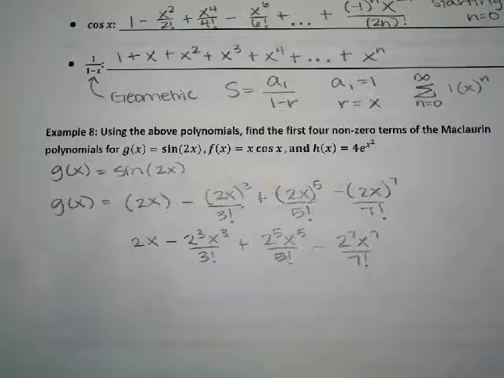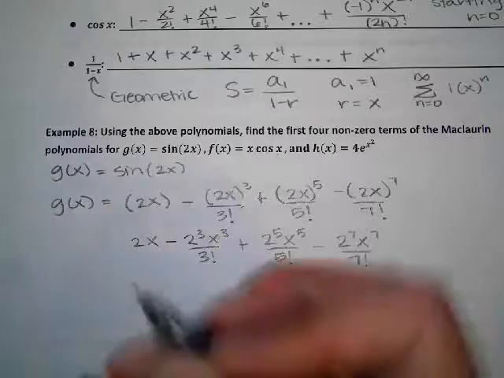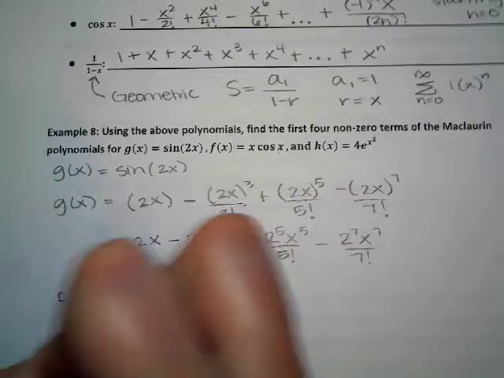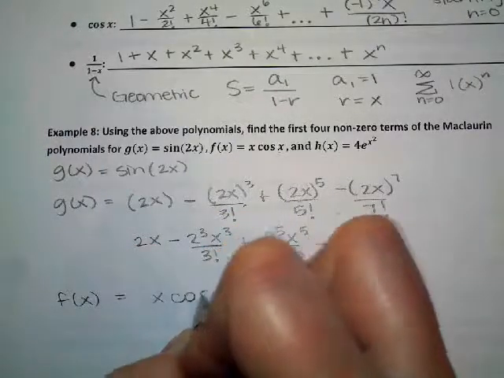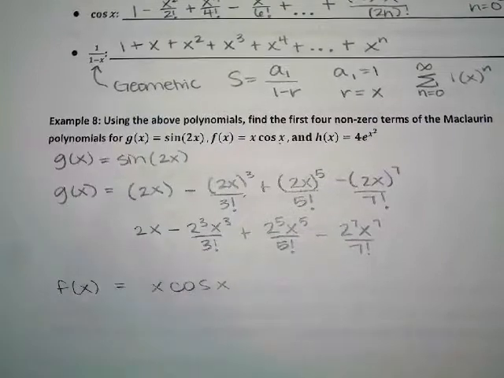Next one, it says f of x is x times cos x. So what I'm going to do here is I've got x, and I'm going to multiply it by cos x. So I'm going to write out the first 4 terms.